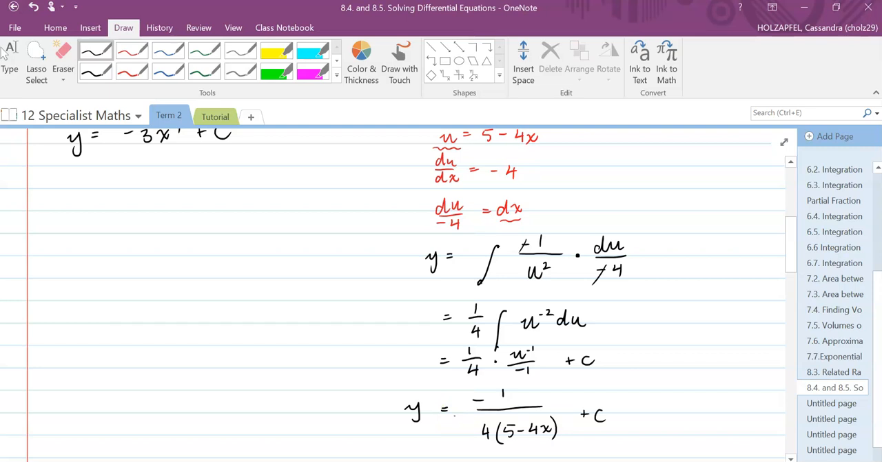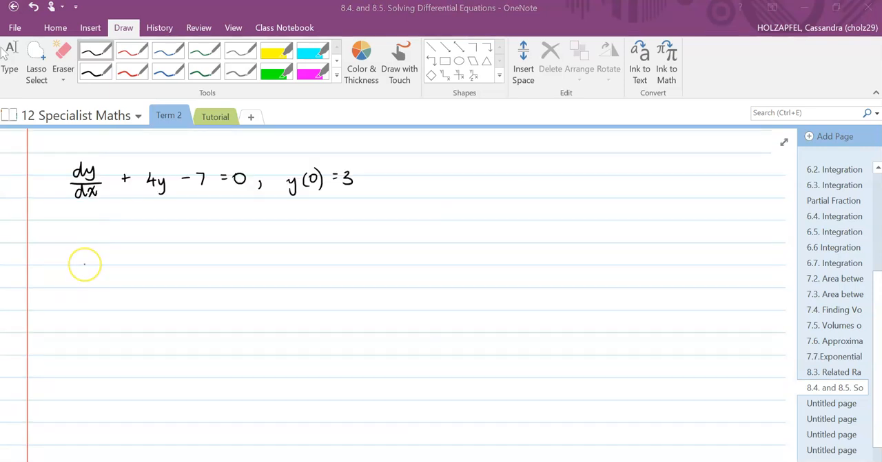So what I want to do now is have a look at some differential equations that are going to be integrated now with respect to y. So this differential equation now, we only have this y variable that's involved, so we're going to have to integrate with respect to y. We also have a value of our function, so when x is equal to 0, the function is equal to 3 at that point.